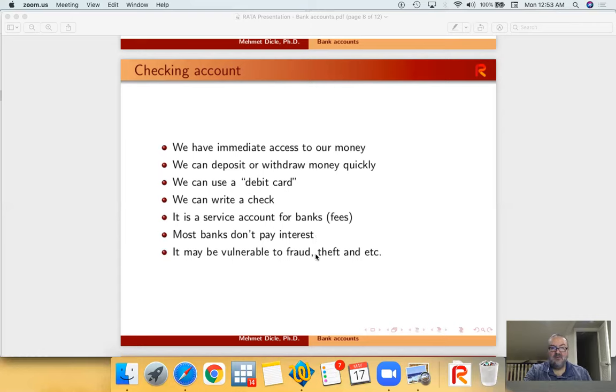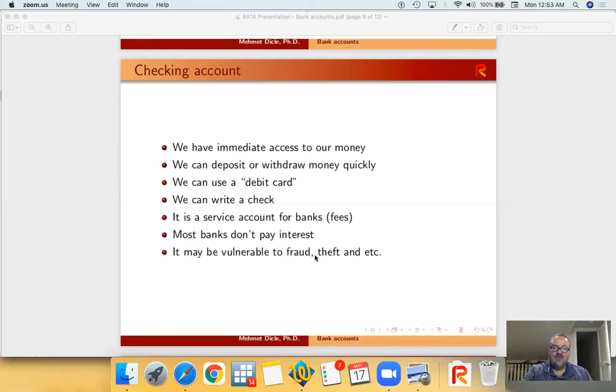And it may be vulnerable to fraud. I mean, think about it. You actually have a debit card attached to a checking account, and a check that you're writing connected to this account. So this account is incredibly vulnerable to fraud, theft, and so on and so forth.